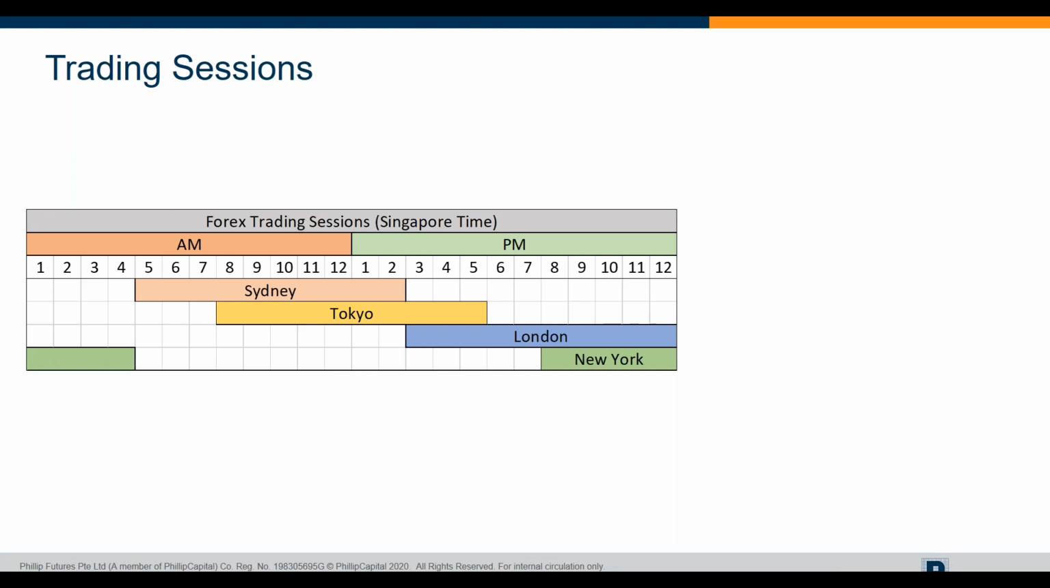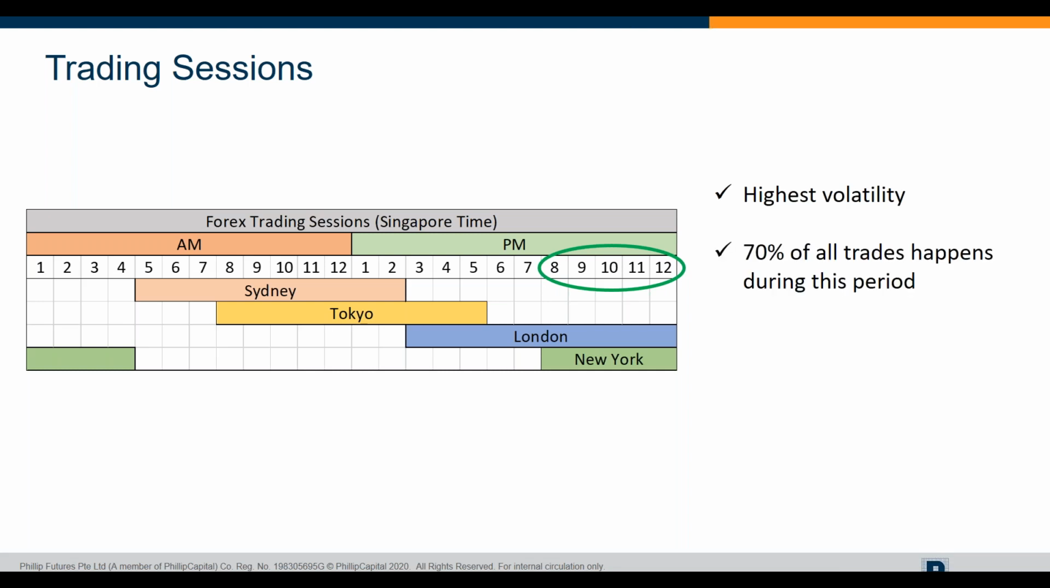All right, so as someone who's just starting out to trade, when should you trade? Because you know there's so many sessions and it runs 24 hours a day. When should we trade? So the answer is actually from 8 p.m. to 12 a.m. Because this time is the overlapping between the London and the New York session. Okay, so this period has the highest volatility.